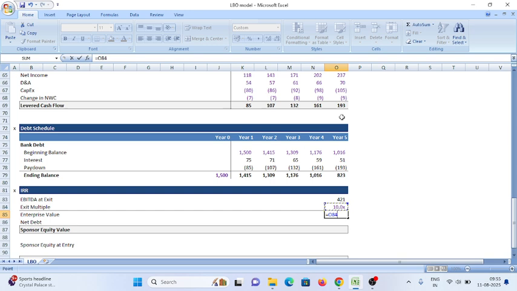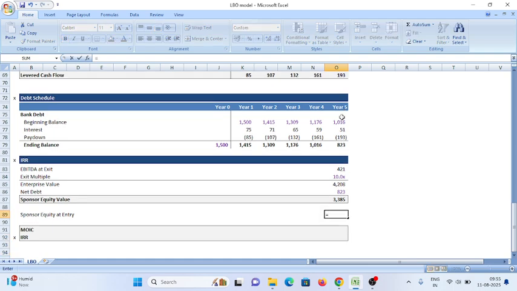And calculate enterprise value, multiple multiplied by EBITDA, and we have net debt, the ending balance at the end of 5 years. That will give us enterprise value minus debt is equity value. This is the purchase price, sorry, selling price for this private equity firm. They're going to sell this company ABC at 3.4 billion at the end of 5 years.